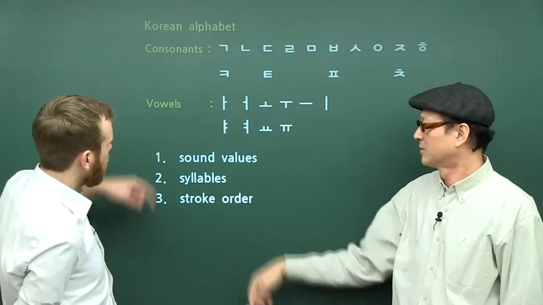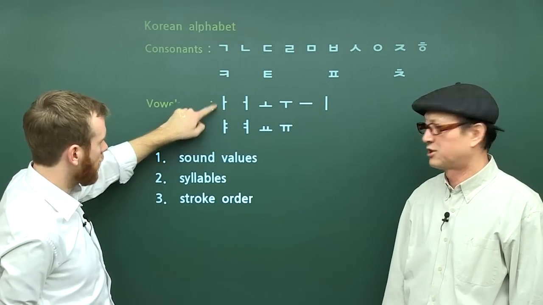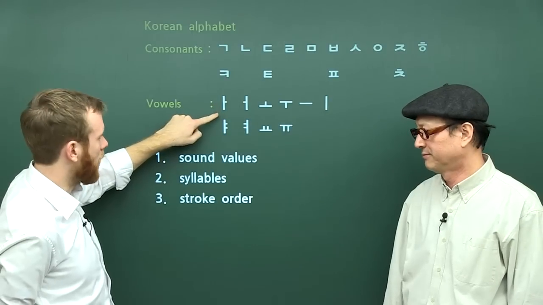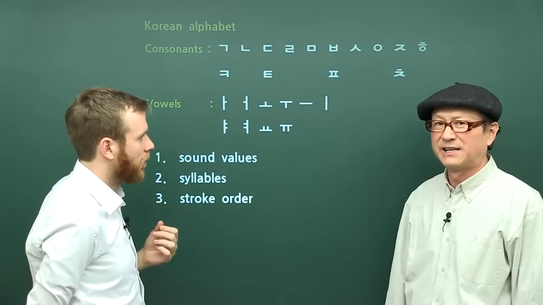So we're going to use the A vowel. It's always A, always the same sound. Kind of sounds like AH in English, right? I'm opening my mouth. Ah.